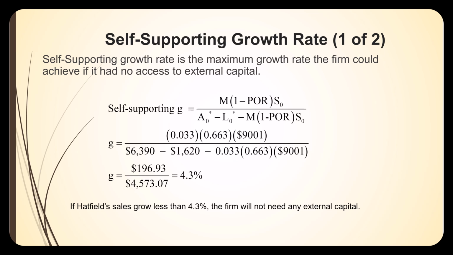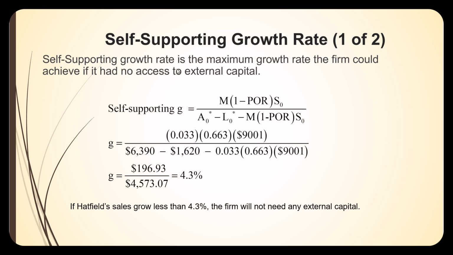So let's continue to explore this financing need. Where is this all coming from? How can we estimate and then ultimately deal with this need in the future? There is a ratio that we can calculate. It's called the self-supporting growth rate. Sometimes it's called the internal growth rate.